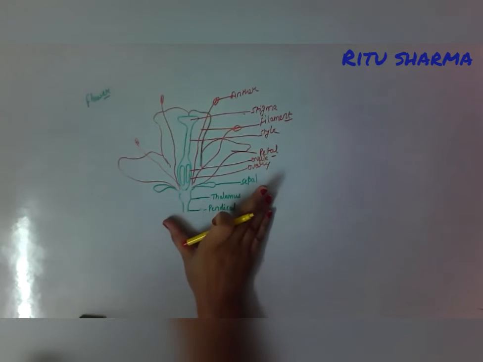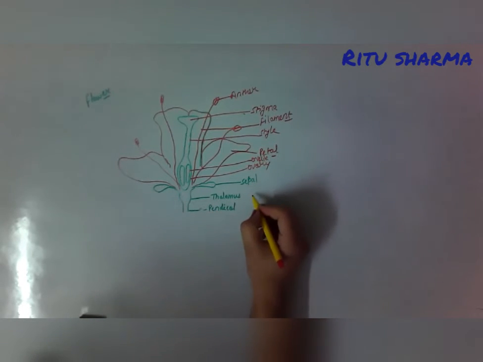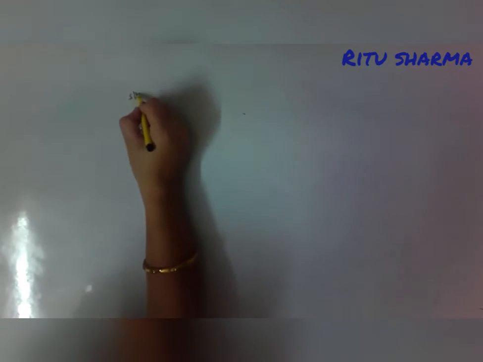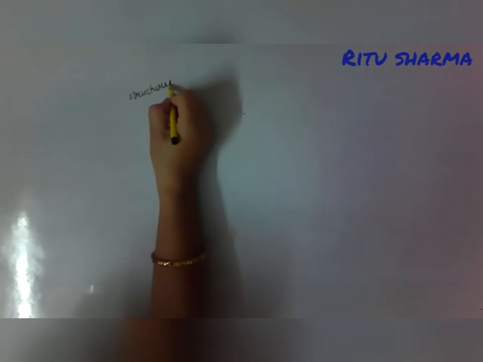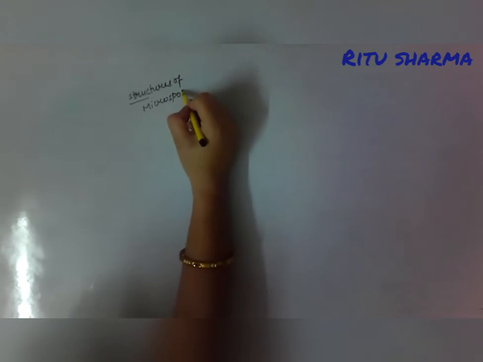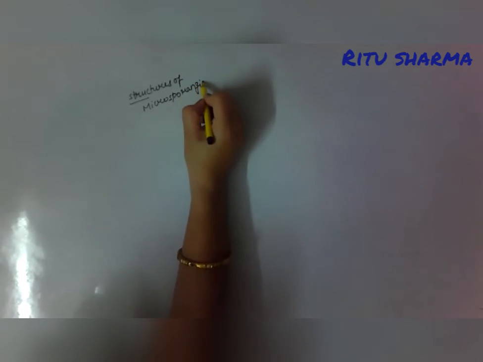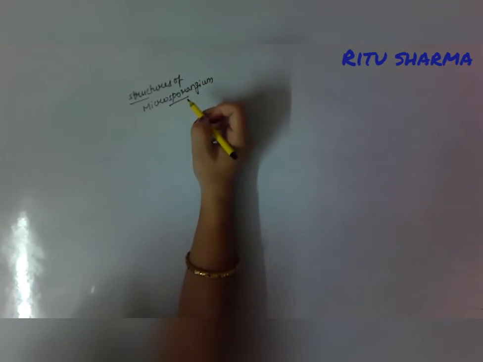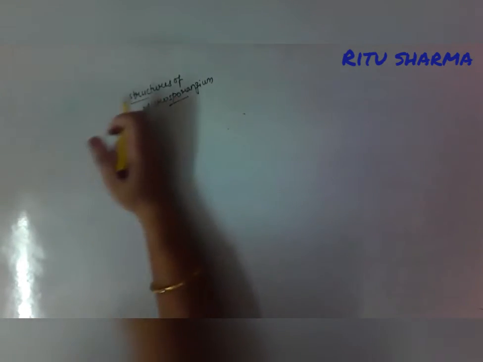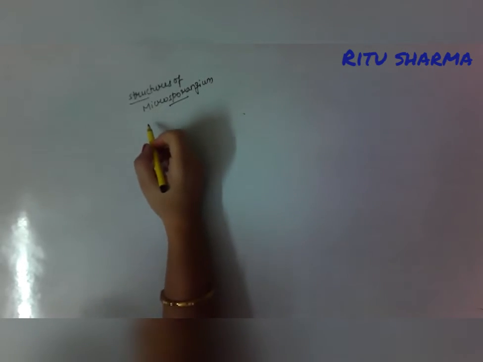Second topic of your chapter is pre-fertilization events. Let's see what are the pre-fertilization events. Pre-fertilization events consist of structures of microsporangium as well as megasporangium. So let's see what is microsporangium and what are their structure and what will be the events during the pre-fertilization. Okay, let's see.